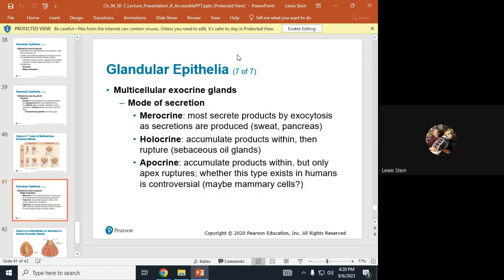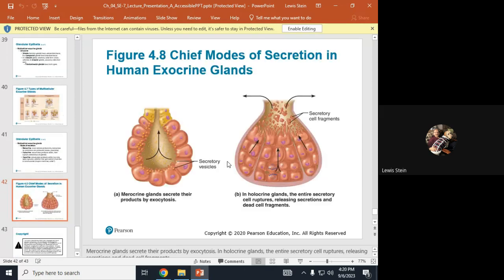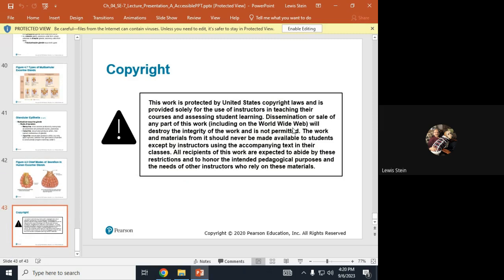And again, this is the whole thing with PowerPoints. I don't know who wrote it, but if they think it's controversial. So here's the merocrine or eccrine. They call this holocrine, but to me that looks like fragments. So I'd go the other way. It's just me.